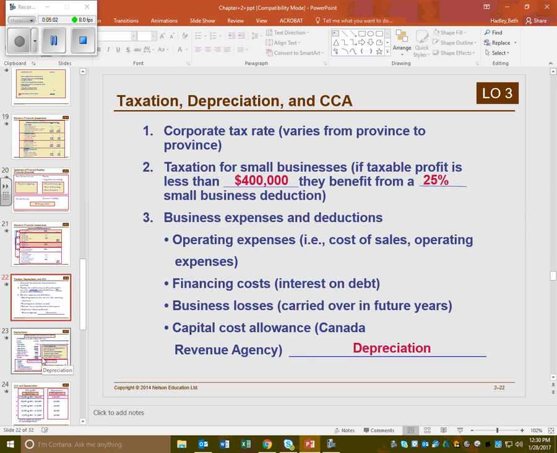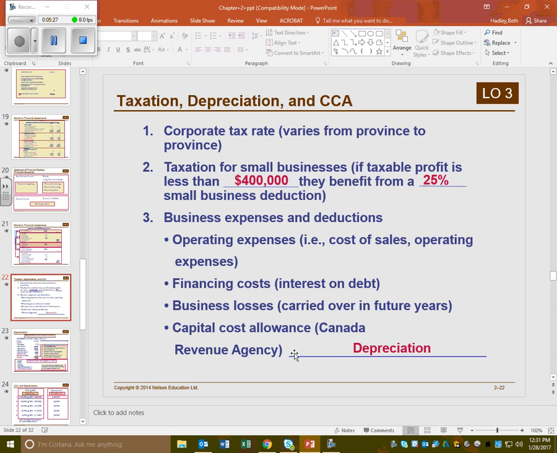It actually is what the government allows us to deduct for tax purposes, as opposed to us being able to decide as a company what depreciation we're going to put through. So maybe for our company books, we put through depreciation at a straight line, but the government has other ideas.